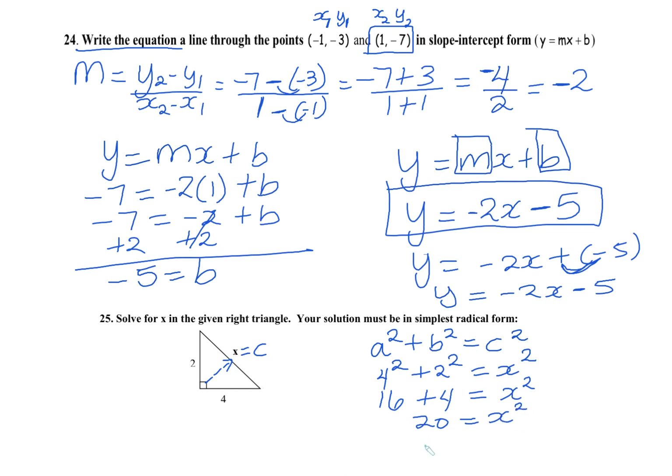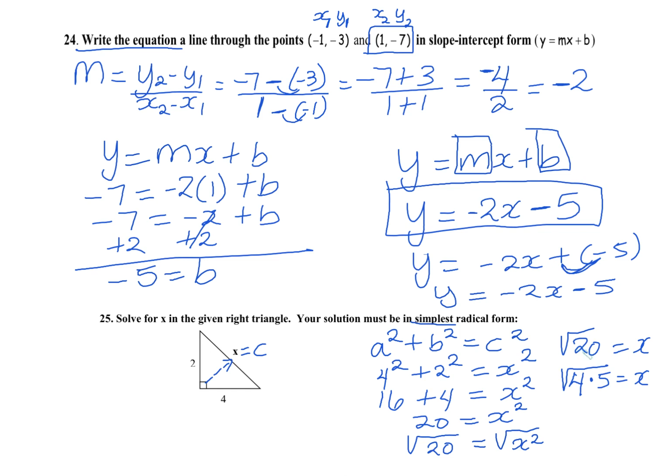But they want us to find x. So your next step is you have to take the square root of both sides. So I'm taking the square root of 20 and the square root of x squared. So I end up with the square root of 20 equals x. But you can't leave your answer as the square root of 20. As they said, you must put it in the simplest radical form. So the factors of 20, and the best factors to use is 4 times 5 because 4 is perfect. 2 times 10 isn't a good choice because 2 is not perfect and 10 is not perfect.